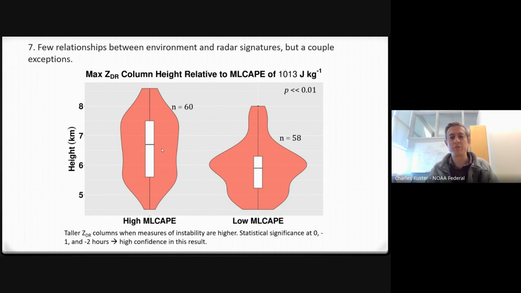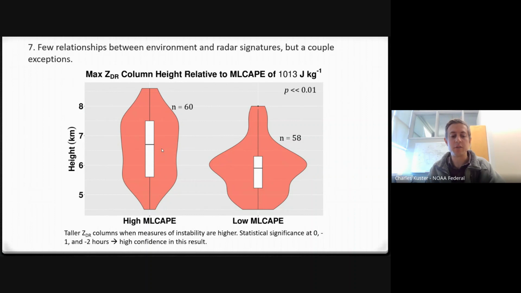There are a couple of potential reasons for this. Maybe the RAP data doesn't have a small enough spatial resolution. There could potentially be some convective contamination impacts, perhaps. And then another possibility is that there's just not a strong connection between the environment and some of the radar signatures that we looked at.